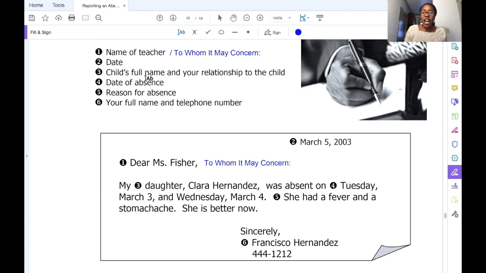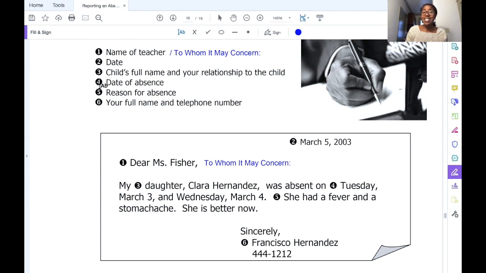And third is the child's full name and your relationship to the child. So for example, my daughter, Clara Hernandez. Full name, first and last, Clara Hernandez. And it has the relationship. So for example, my daughter, or my son, your relationship to the person you are writing the note about. So my daughter, full name, Clara Hernandez.